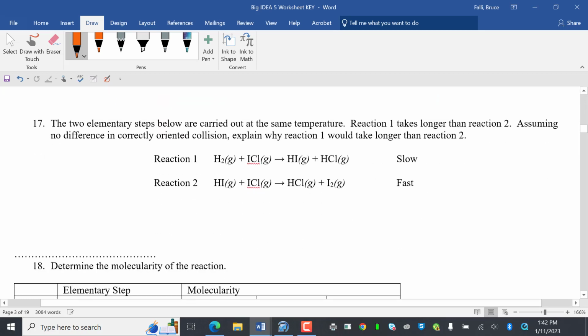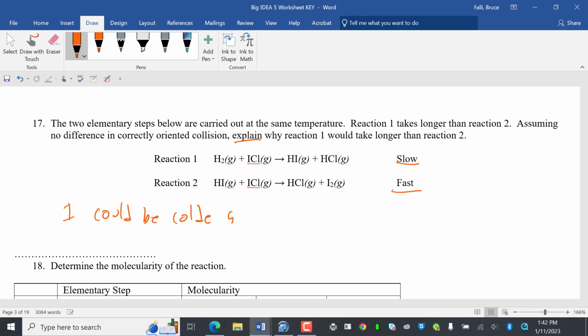All right. 17, two elementary steps below are carried out at the same temperature. Reaction 1 takes longer than reaction 2. It says slow. I believe that. Assuming no difference in correctly oriented collisions, explain one reason why the reaction would take longer. I have to explain one reason. Okay, so one could be colder. So fewer collisions yield slower rate.